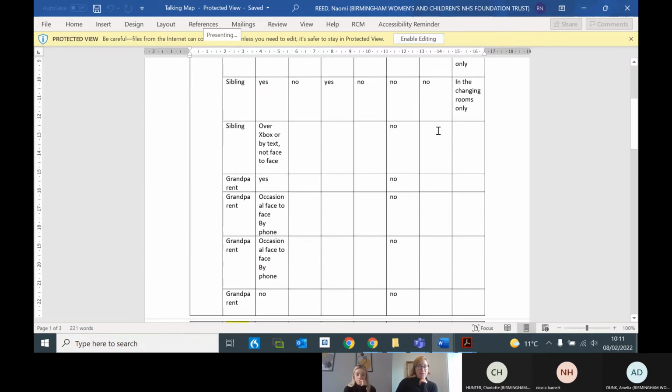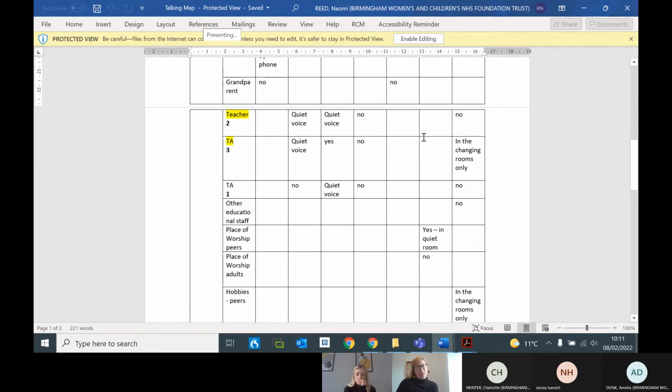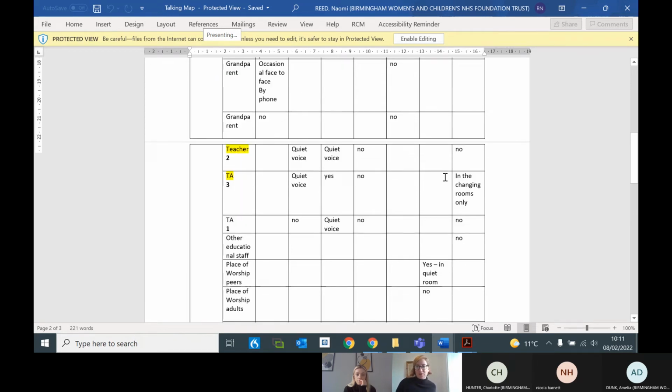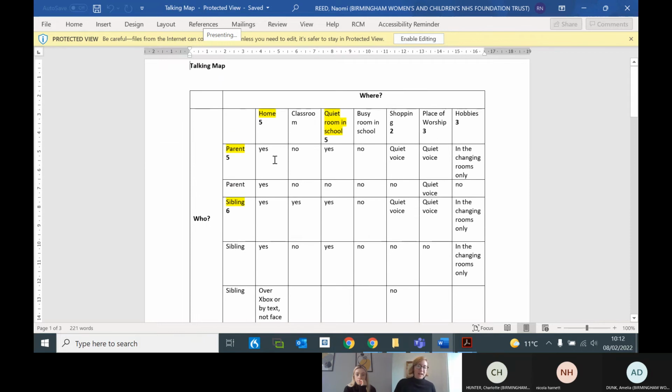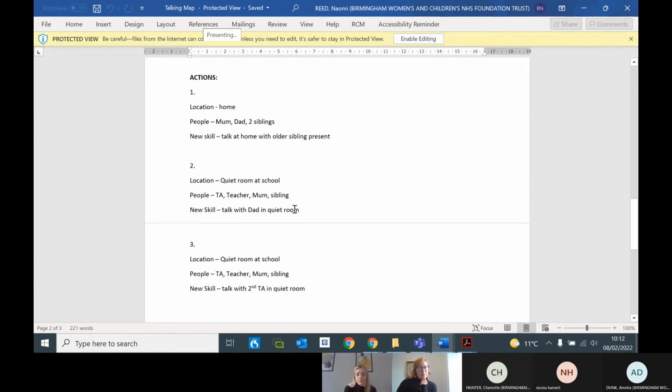But when you go through everybody else, their other siblings, no, grandparents, no, their teacher, that's non-applicable because they wouldn't see their parent. And then you've got place of worship peers, place of worship adults. Also, actually, that should be 4. But you tally them all up, and then you can look and say the strongest places and people. The places and people that this child will have the most confidence speaking to are at home, in a quiet room in school, to their parent, sibling, to their teacher and their TA. And then you can start thinking about actions for that sliding in approach.